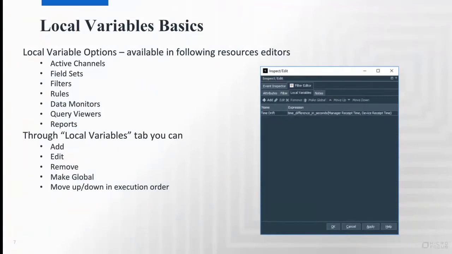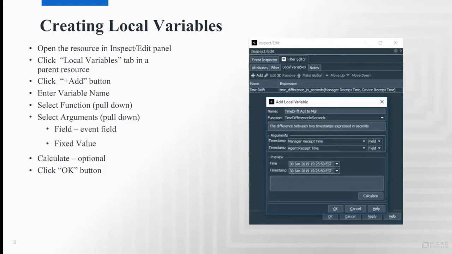Great. Now that we've gone through some of the basic dialogues of local variables, we're well underway into getting ready to leverage variables within our content. Excellent. Now that we've got the basics of local and global variables understood, let's move into actually creating a local variable. In this example, we'll create a local variable that is a time drift, which will be the time difference in seconds between the manager and agent or device receipt time, or any two timestamps.